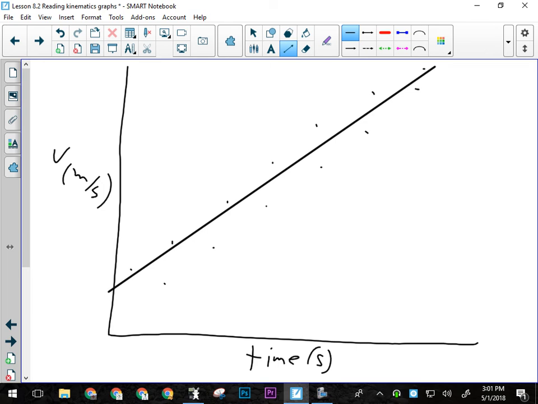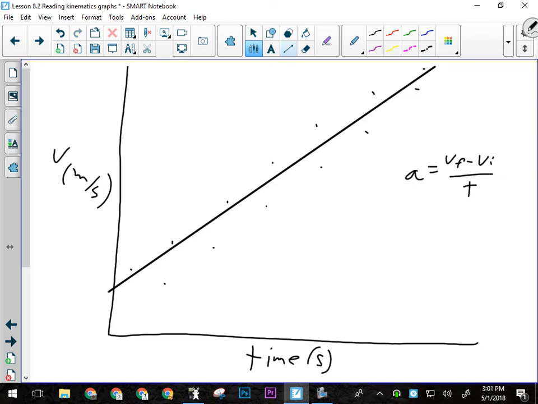No, it's a velocity versus time graph. It's accelerating, right? Its velocity is increasing. Okay, if I want to calculate acceleration, acceleration is the change in velocity, and this is the formula that you're going to use, okay? Change in velocity divided by time. So VF minus VI over T, right?